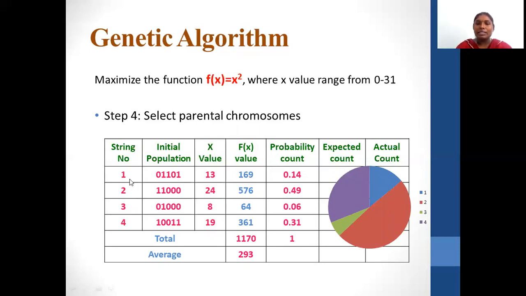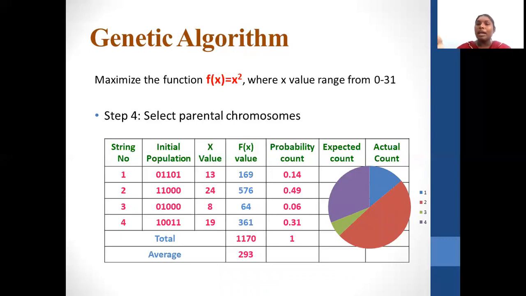It means that string 1 occupies this blue color portion, and string 2 has the highest probability, so it occupies the maximum area of the circle. And string 3 has a very low value, this green portion has a very low area, and it is occupied over here. Okay, so now the wheel is ready.